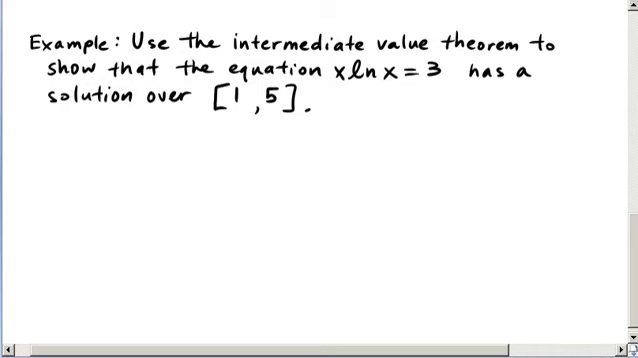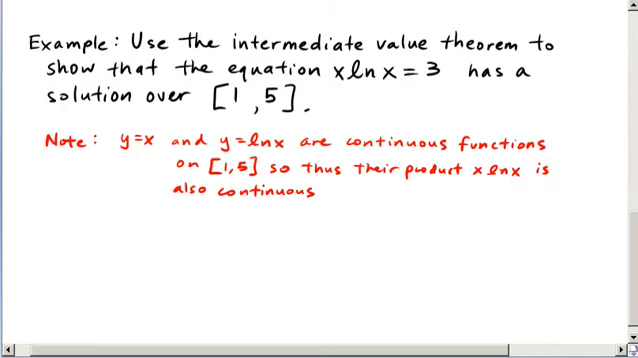One quick note here before we start. We know that y equals x is a continuous function, and we know that y equals natural log of x is continuous, at least over the positive real numbers. And on [1, 5], they're both going to be continuous, and so their product is continuous. It's important to note that because the intermediate value theorem only holds for continuous functions.